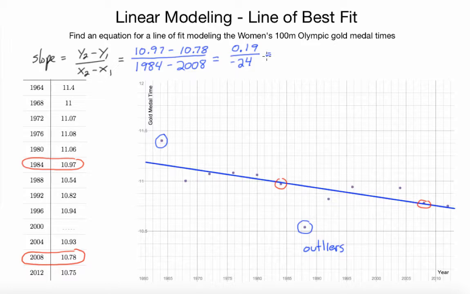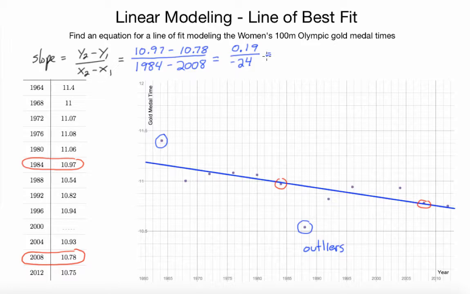So another way to think about this, if I transfer my negative up to the top, is over a 24-year period, the gold winning time decreased by 0.19 seconds. So it's not a huge change, right? These women are running as fast as they can, and there's just getting into fractions of a second in terms of how much faster they get between every 4 years.